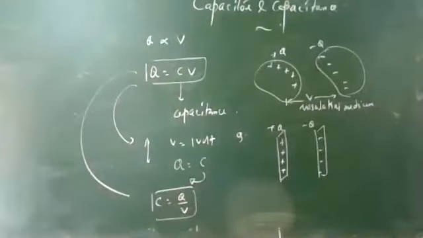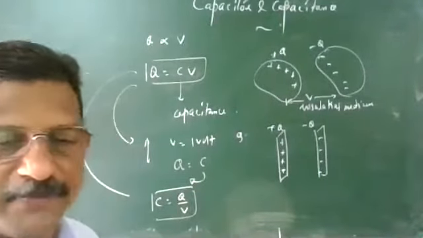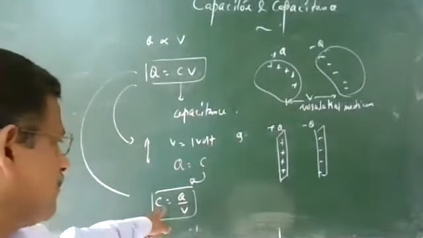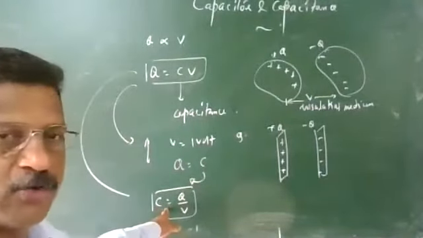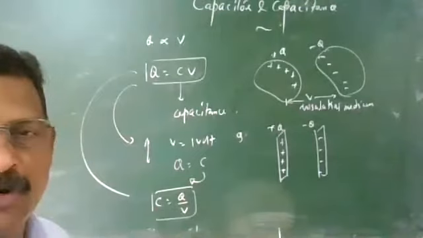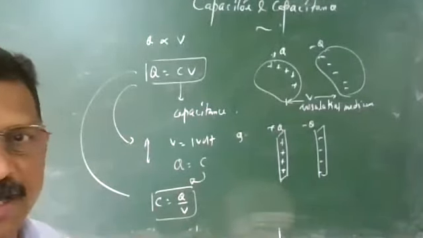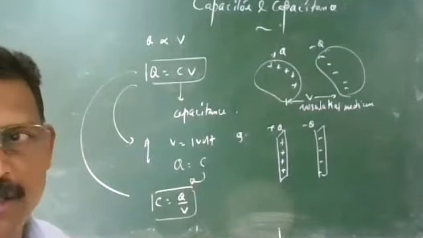If you increase Q, the value of V also increases in proportion for a conductor. So C is independent of Q or V; C depends upon the dimensions. Dimensions mean the size, area, cross section, and the distance between them.